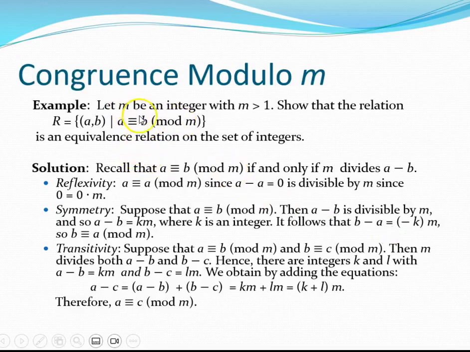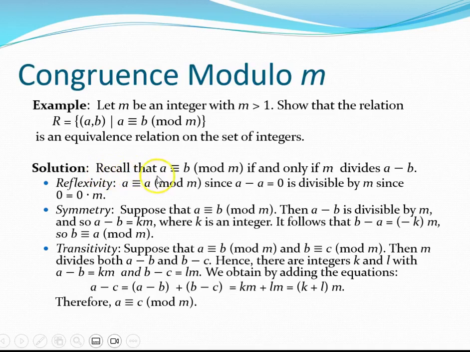Example: let m be an integer bigger than 1. Show that the relation R, consisting of all pairs (a, b) such that a is congruent to b mod m, is an equivalence relation on the set of integers.